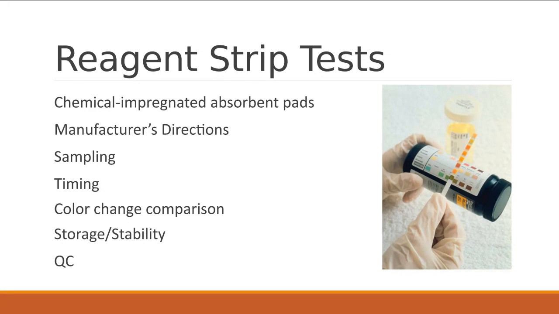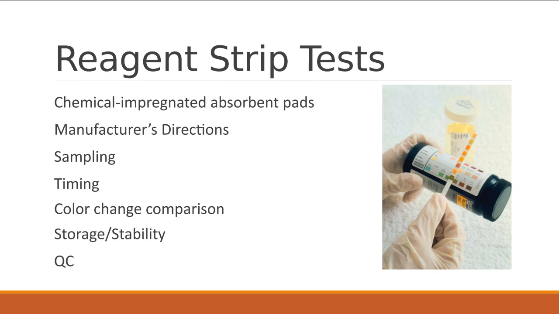Now what these reagent strips are going to do is they're going to measure the dissolved elements. And they do this by using these chemical impregnated absorbent pads. They each will turn a different color depending on the dissolved elements that are present.